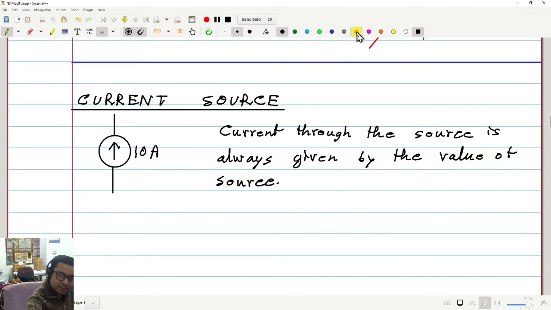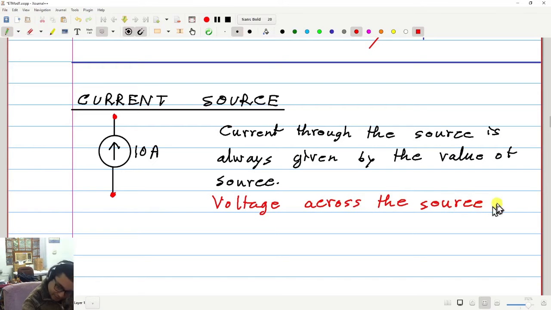But how much is the voltage across the two terminals of this source? The voltage across the source, that will depend. It depends on what is connected in the circuit. Excellent. Connected across it.